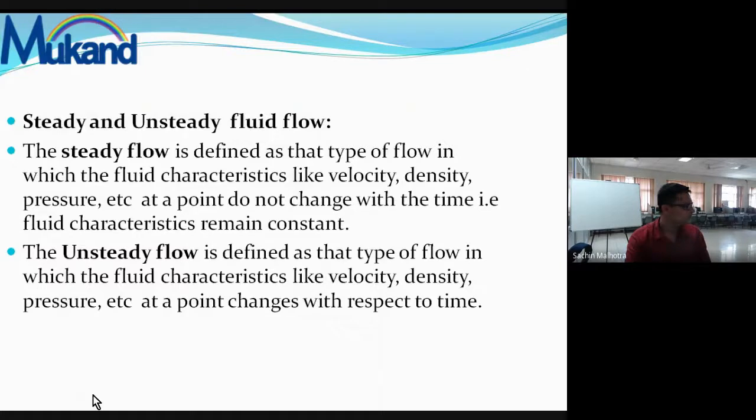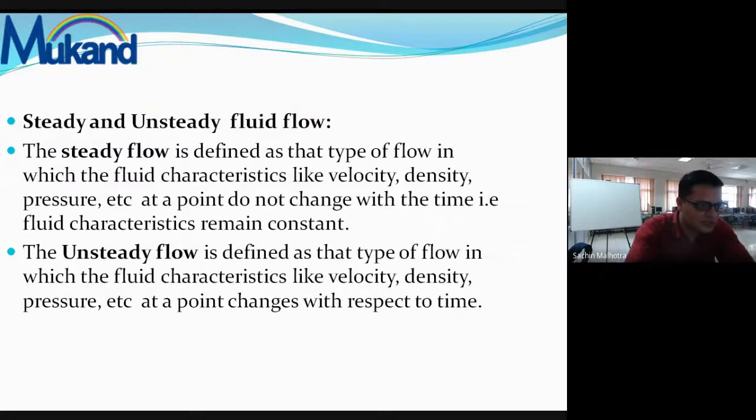Steady flow is defined as that type of flow in which fluid characteristics like velocity, density, pressure, etc. at a point do not change with time. That is, the fluid characteristics remain constant. So steady flow कौन सा flow है जिसमें जो fluid characteristics हैं जैसे कि velocity, density और pressure ये change नहीं होते हैं with respect to time. तो इनमें हम ये भी मैथमेटिकली लिख सकते हैं delta v by delta t is equal to 0. That means change of velocity with respect to time is 0. It is constant. Delta p by delta t is 0 means change of pressure with respect to time is 0. It remains constant. And delta rho by delta t is equal to 0 means density does not change with respect to time.